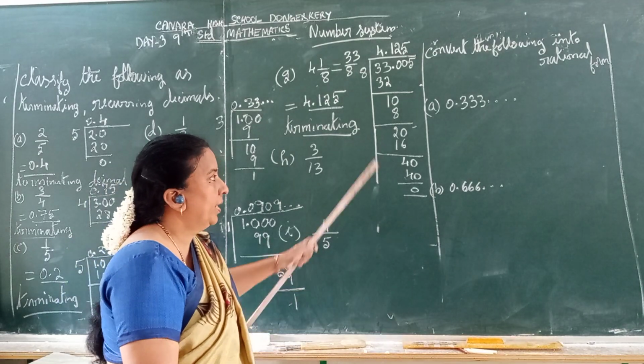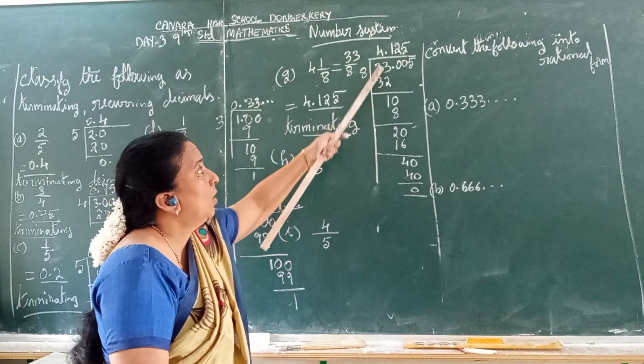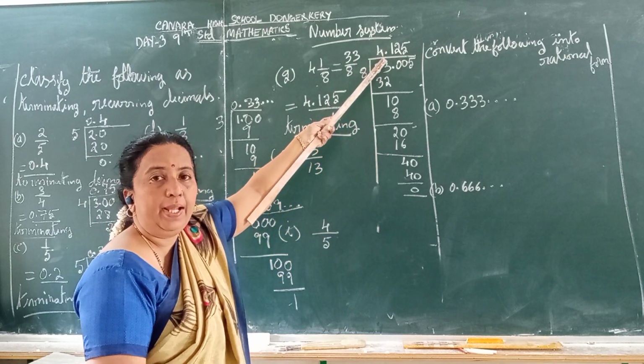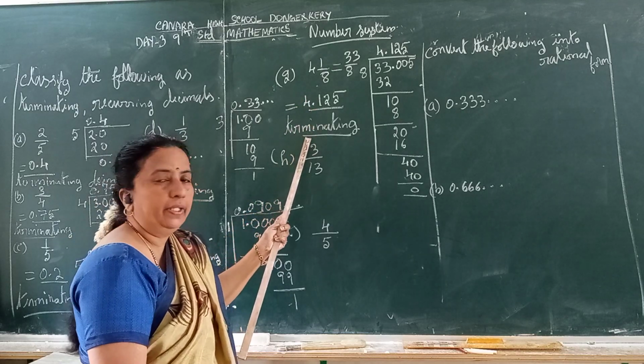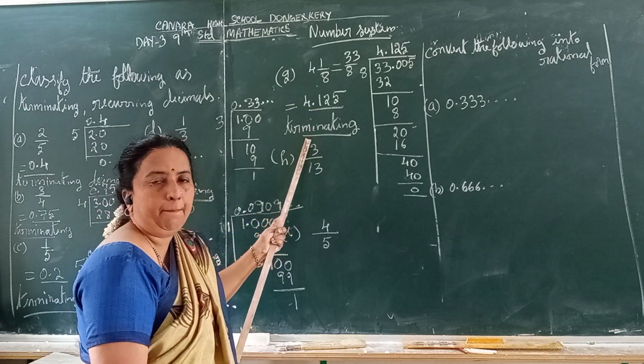Everyone completed long division? What is the quotient? 4.125. Right answer, 4.125. Below that one, write terminating.